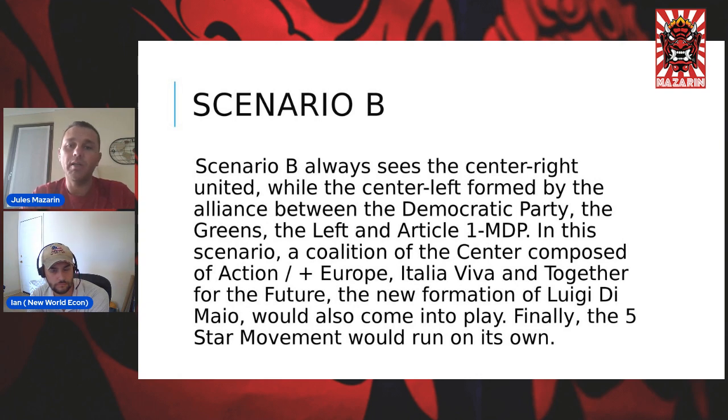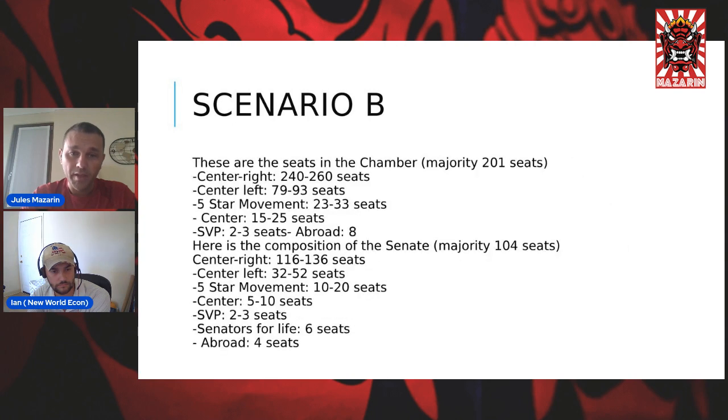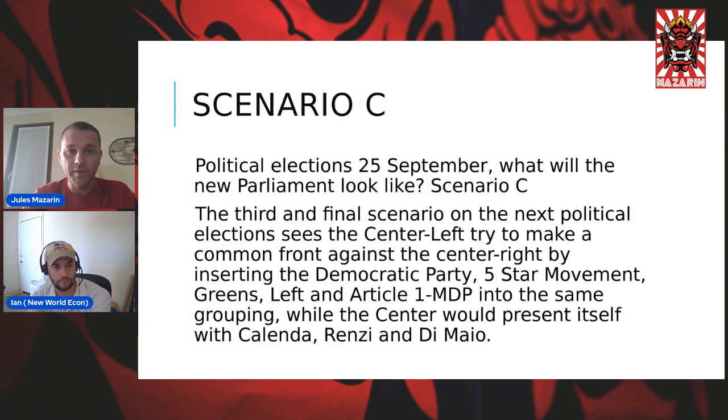Scenario B is with the Democrats Party being a little bit bigger, but the main thing, if you see the results, is that it's however the same, because you have center right between 240 and 260 seats, center left 79 to 93. So the difference is too big to be cut from the previous situation.